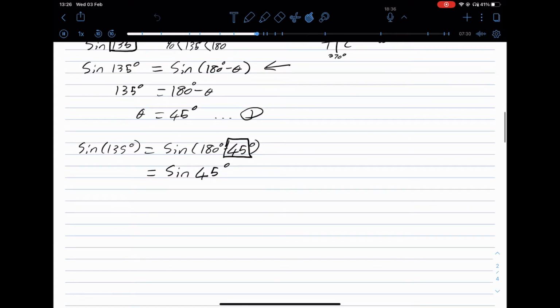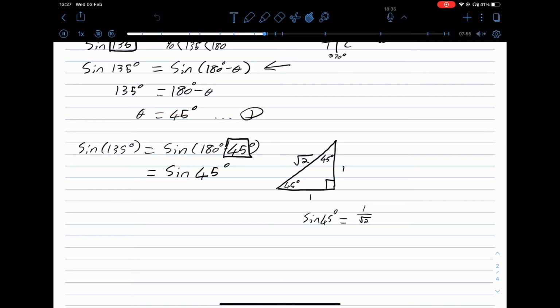Recall we can use our special triangle with 45 degrees, and 90 degrees, with those lengths, and we can find sine 45 degrees is equal to 1 over root 2.